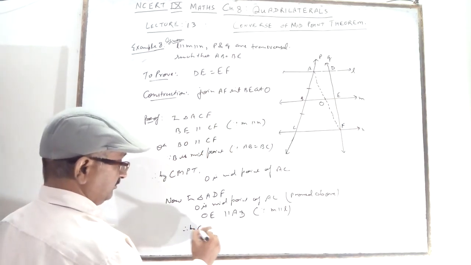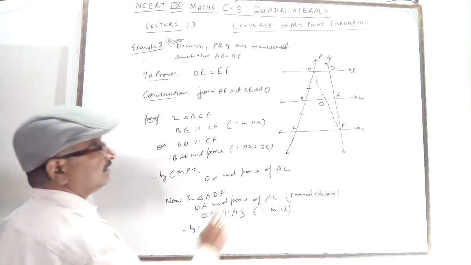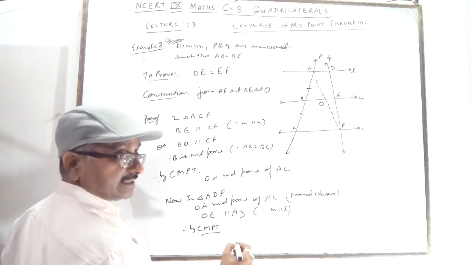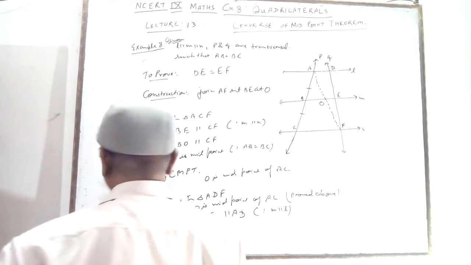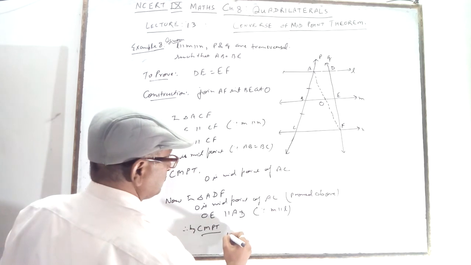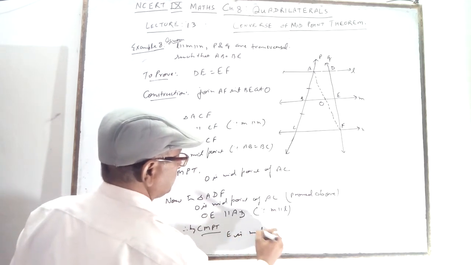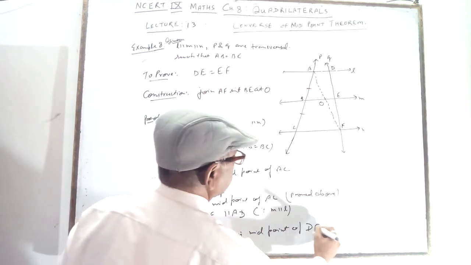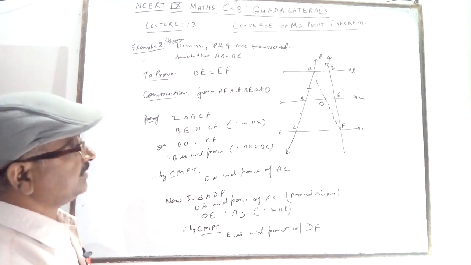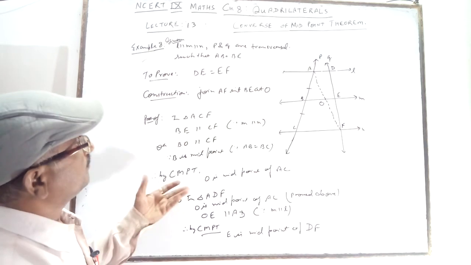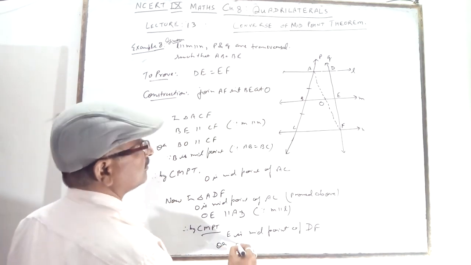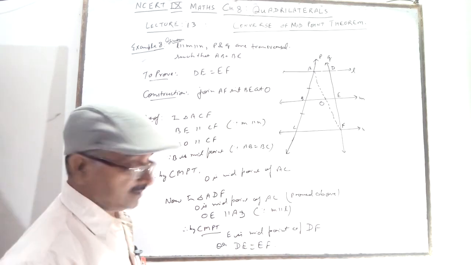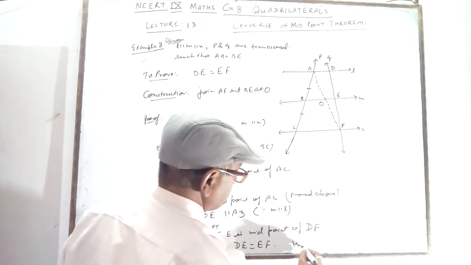Therefore, by the converse of the midpoint theorem again, a line drawn from the midpoint of one side parallel to the second side bisects the third side. E is the midpoint of DF, or DE is equal to EF. Hence proved. Your question is over.